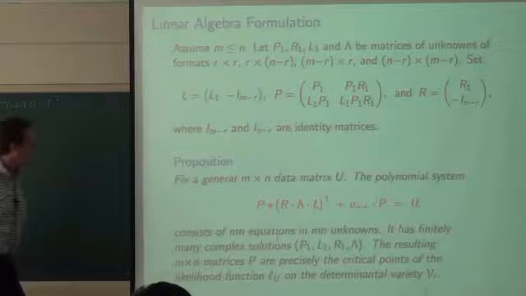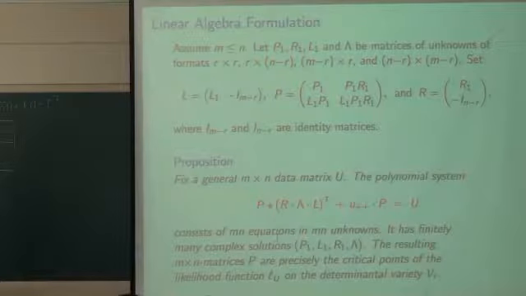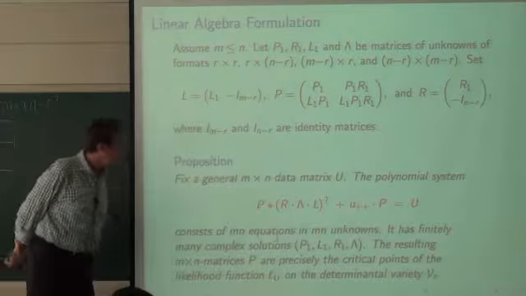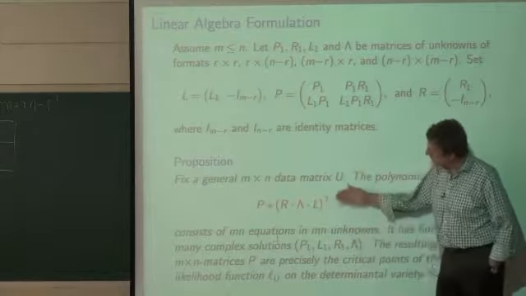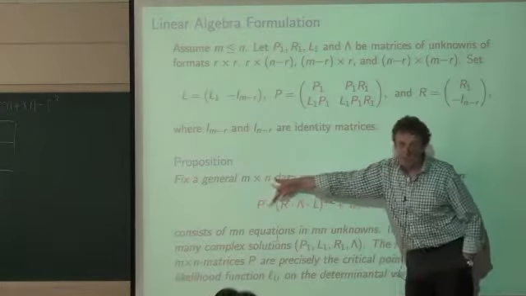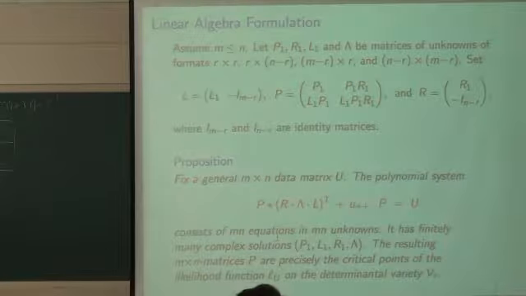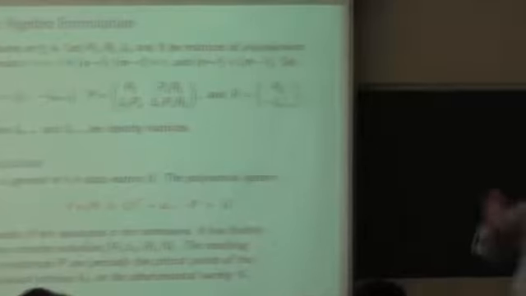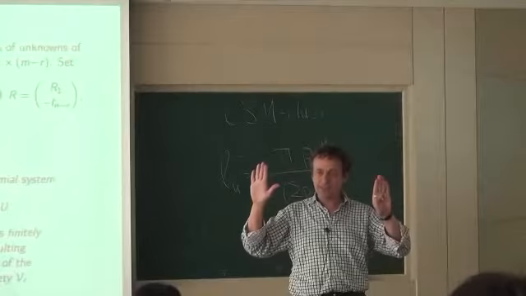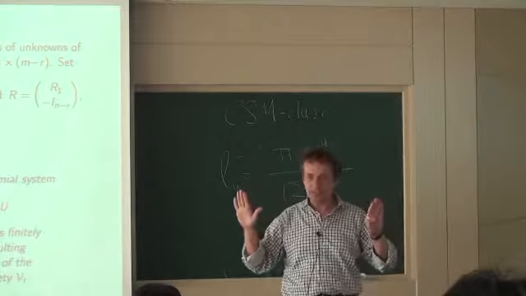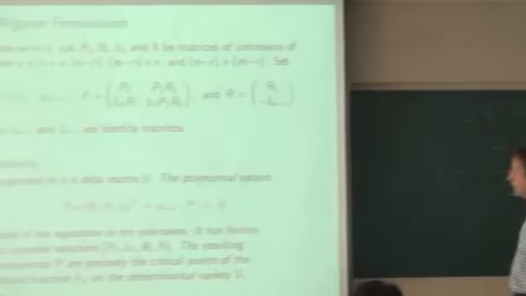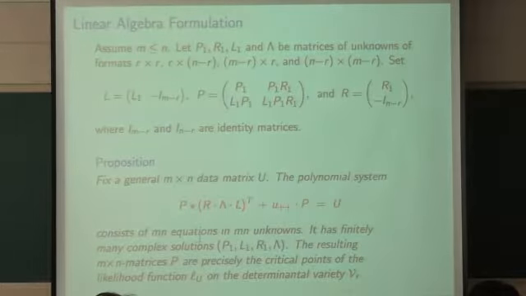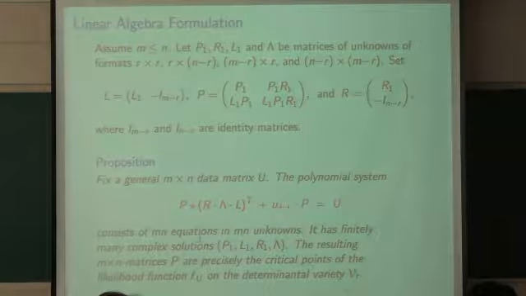So then here's the formulation. If you have a general m by n data matrix, we form this red system of polynomial equations. This is the matrix product R lambda L transpose. This is the Hadamard product. The star is the entry-wise or Hadamard product of two matrices. If you have two matrices of the same size, you can multiply them entry-wise. And then this red stuff is mn equations in mn unknowns that has finitely many complex solutions, and the corresponding matrices P are precisely the critical points of the likelihood function on the determinantal variety.